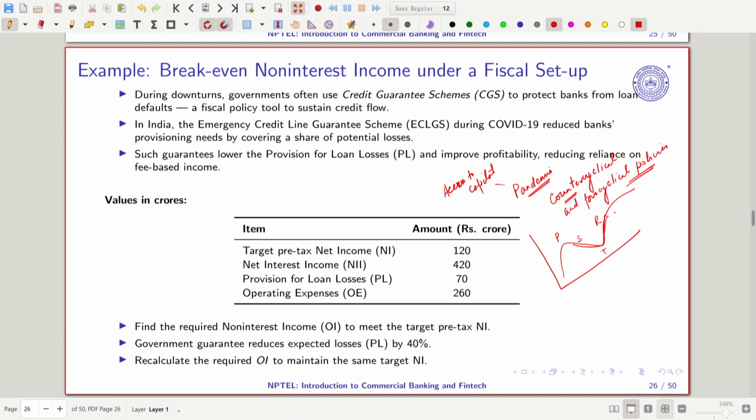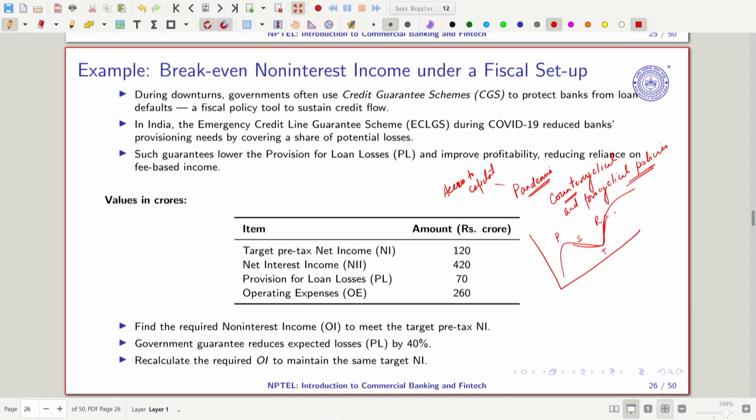In India, the emergency credit line guarantee scheme during COVID-19 also helped banks recover losses in a big way, and it also lowered the provision for loan losses, because when they think they are going to lose money, they have to keep some money with them. So that was also reduced.